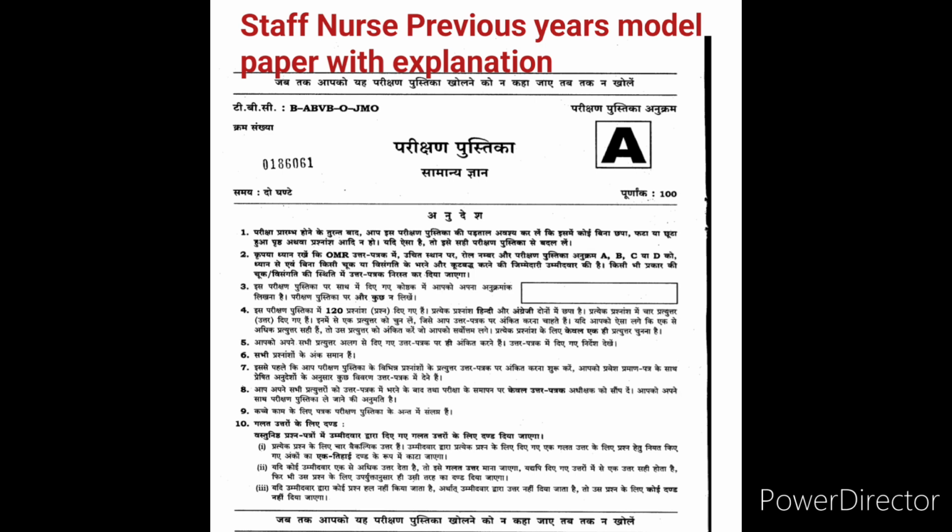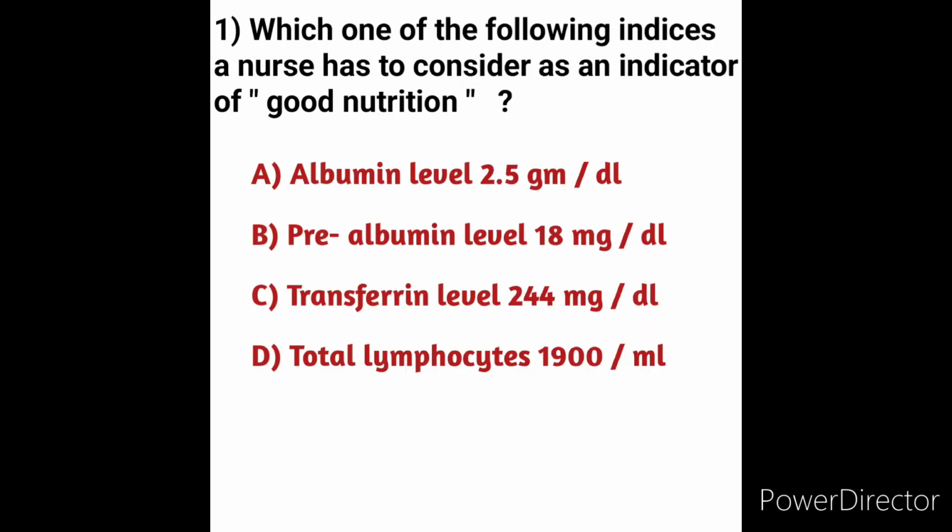Staff nurse previous year's papers with explanation. The first question is: which one of the following indices does a nurse have to consider as an indicator of good nutrition? From the values, we have to know what is normal. Here we have to know what nutrition is.